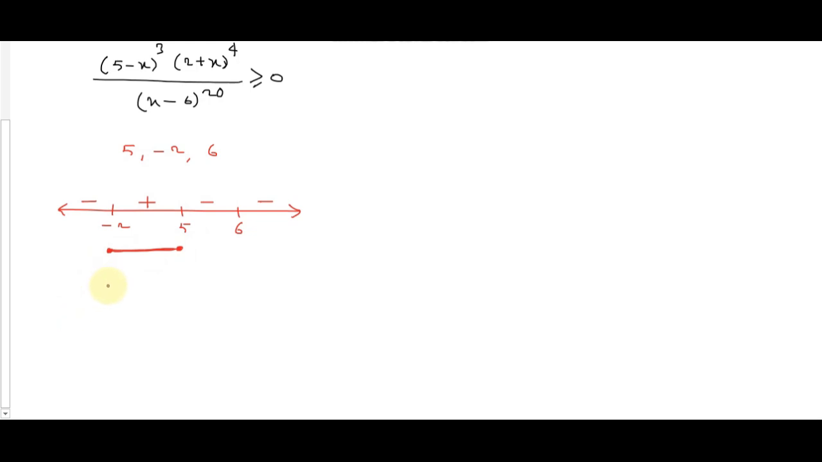So the required answer is x belongs to. Here we will have a square bracket for minus 2, because we have to take minus 2 in the value of x, comma 5, and also we will have here a square bracket close. This is the final answer.